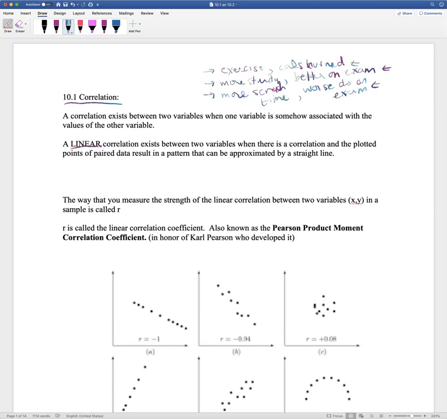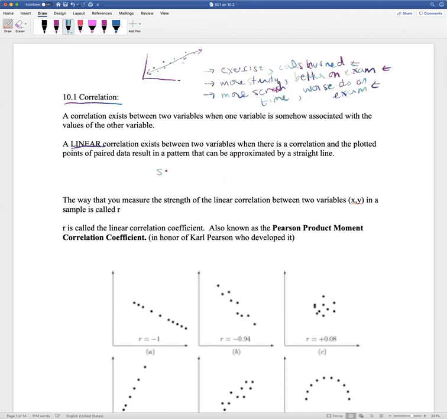Well, a linear correlation exists between two variables when there's a combination of two things. There is a correlation between the two variables, and the plotted points of the paired data result in a pattern that can be approximated by a straight line. So if you know that two things are correlated, in this case exercise and calories burned, then when you plot values for exercise and values for calories burned, if there is a linear correlation, you get something that's approximately linear, something that can approximately form a line, not exactly linear, but approximately.